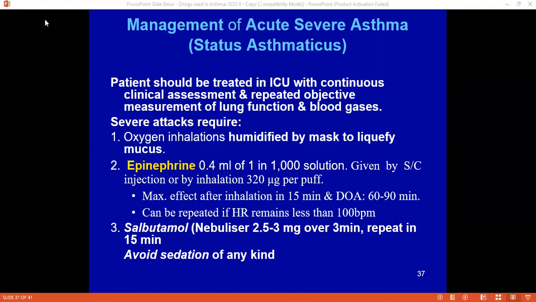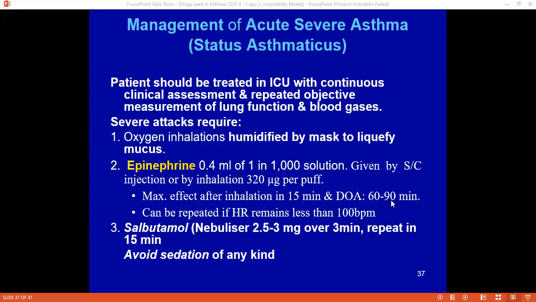And number 2, in a severe attack, we can bronchodilate the patient with epinephrine. Epinephrine, as we have seen, is given as 0.4 ml of a 1 in 1,000 solution by subcutaneous injection, or by inhalation, 320 microgram per puff. Maximum effect after inhalation can occur in 15 minutes.